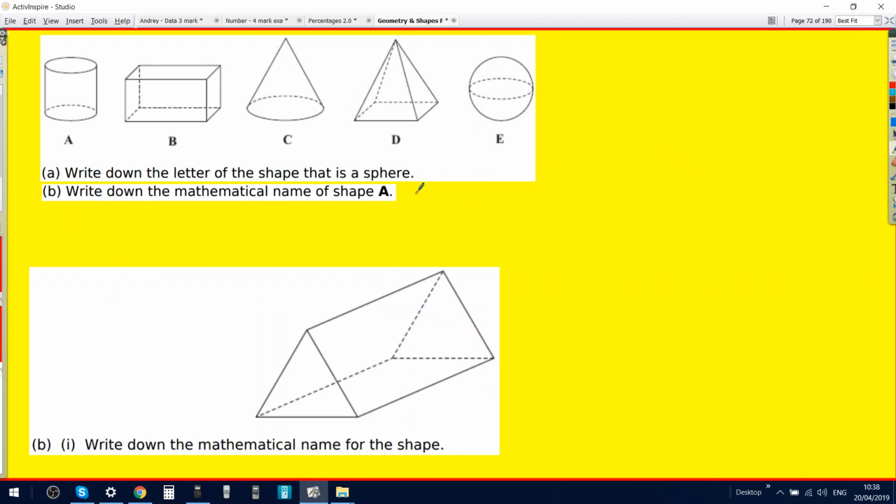Let's say part A for this one. Write down the letter of the shape that is a sphere. Is it A? Yeah. And this one, is this a triangular prism? Yeah, because it's the same all the way through.